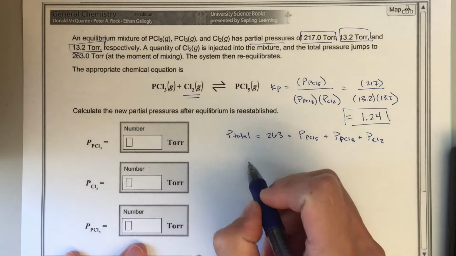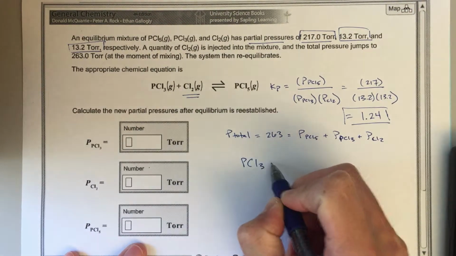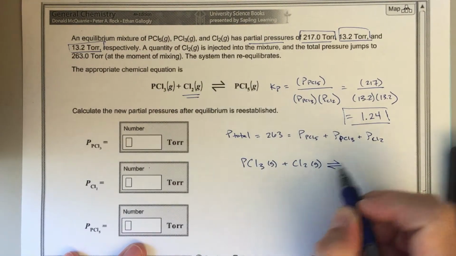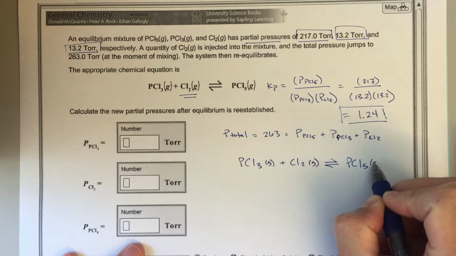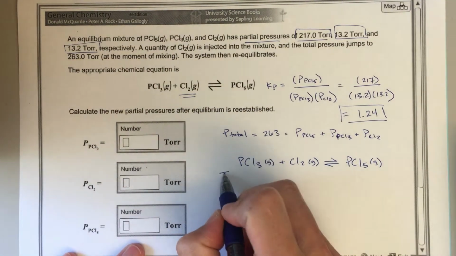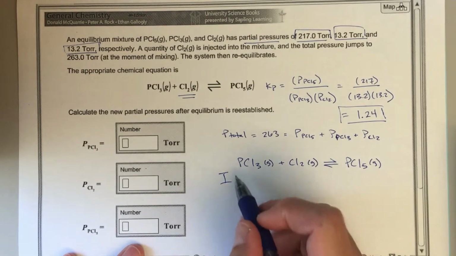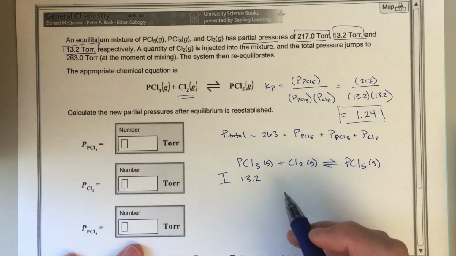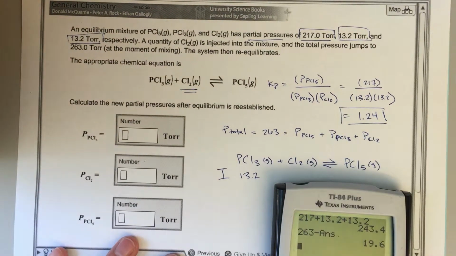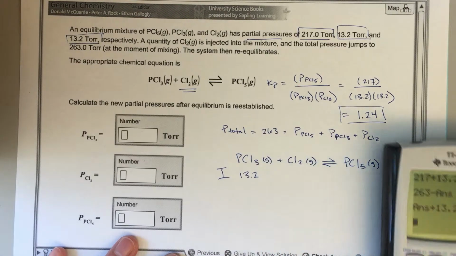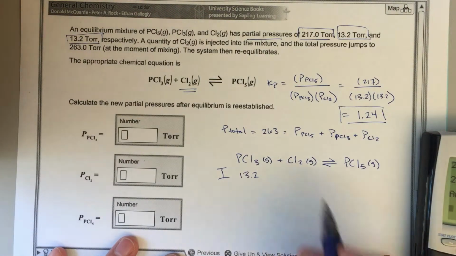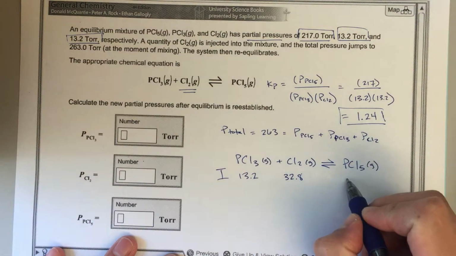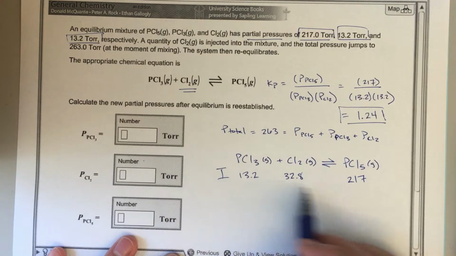So now we've got a new equilibrium that needs to be re-established. I've perturbed the system by adding in more Cl2, so the system is going to move and get back to equilibrium. My initial pressure for PCl3 is still the equilibrium value that I had from before, 13.2. For Cl2, now it's going to be 19.6 plus 13.2, because I've added it in, so it's 32.8. And for PCl5, that's still going to be our 217. So these are my new initial concentrations.